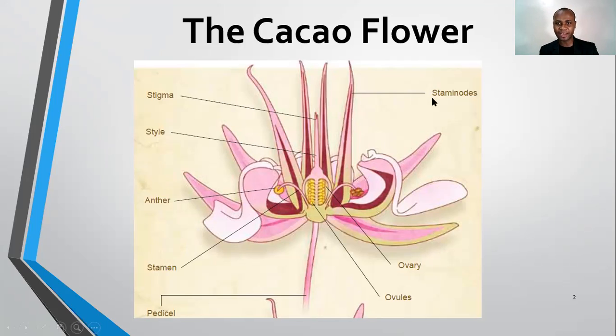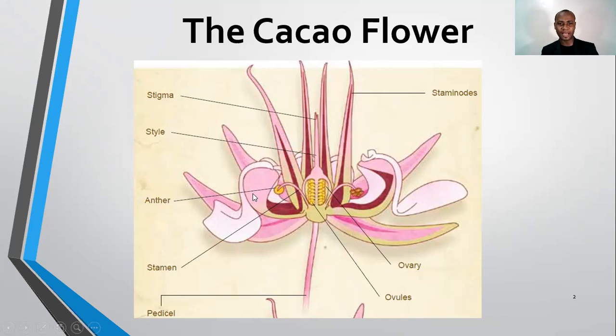Like I said, we have the staminodes over here, and the staminodes are structures, male structures, but they don't produce pollen. And then we have the stigma. The stigma is the top part of the female flower. And then we have the style, and then the ovary. That's where the eggs are found.